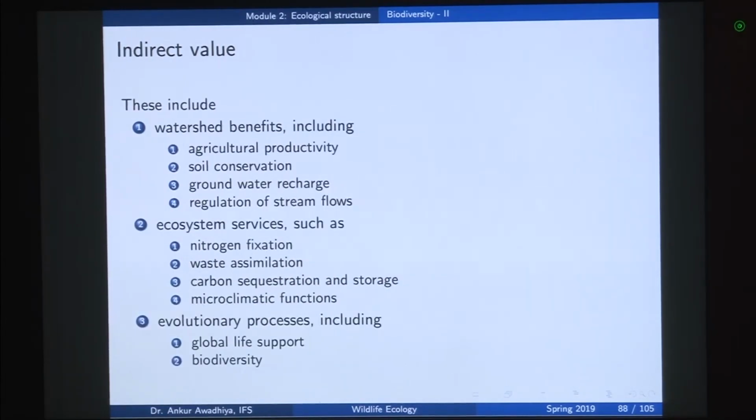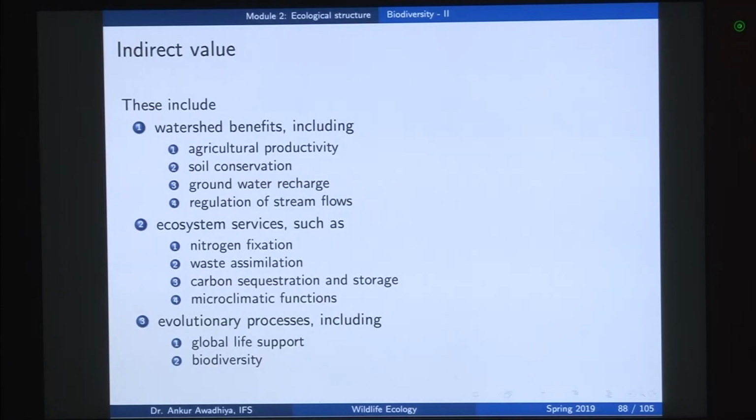Now indirect value includes things like watershed benefits, that is agricultural productivity, soil conservation, groundwater recharge, regulation of stream flows. These are indirect values, because I am not taking out soil to be used in my own farmlands, but because we have a forest, it is conserving the soil. So that is not just being useful for me, but it is useful to the society at large. So it is an indirect value, as are ecosystem services like nitrogen fixation or waste assimilation.